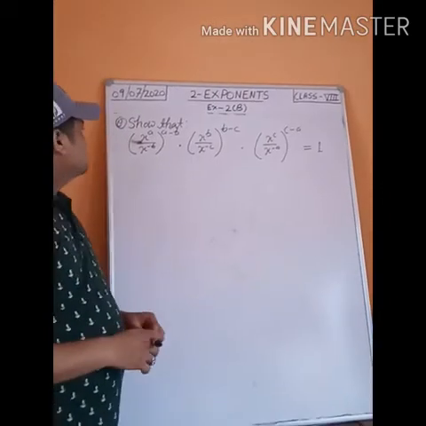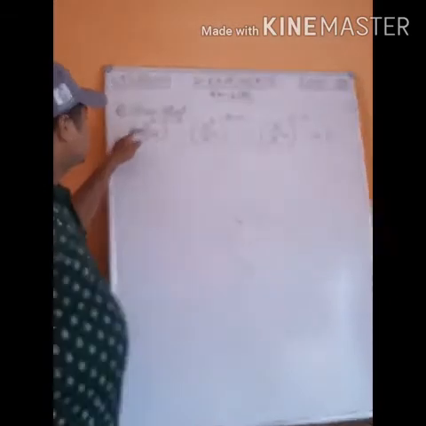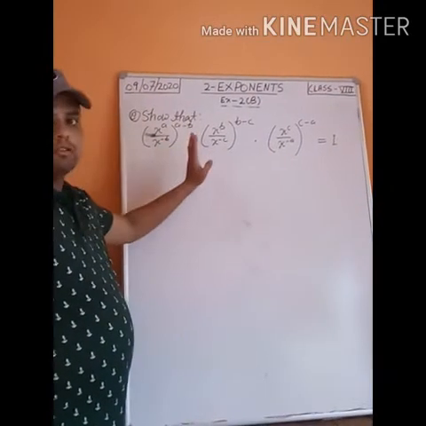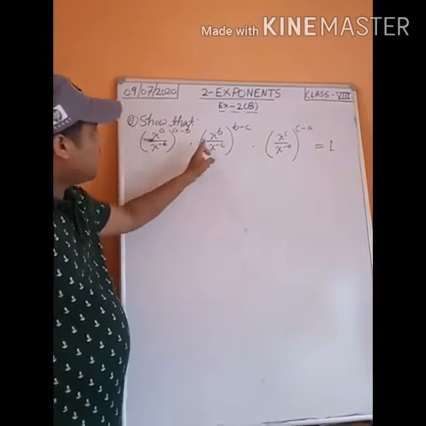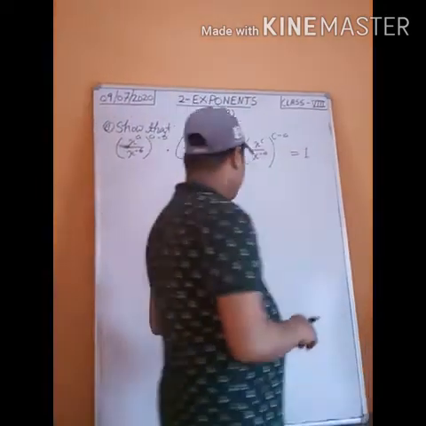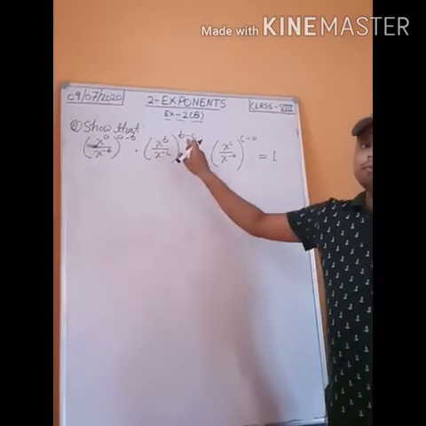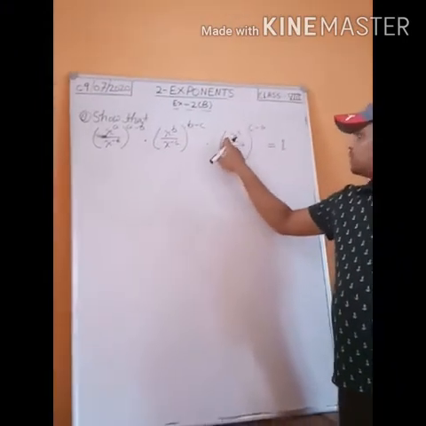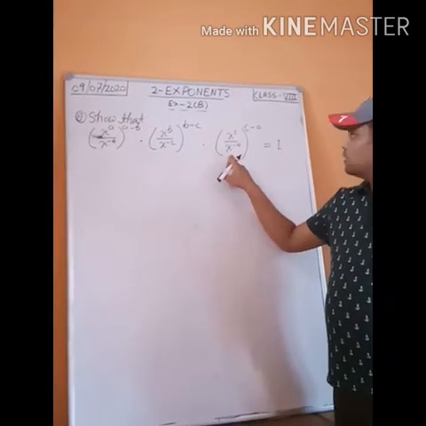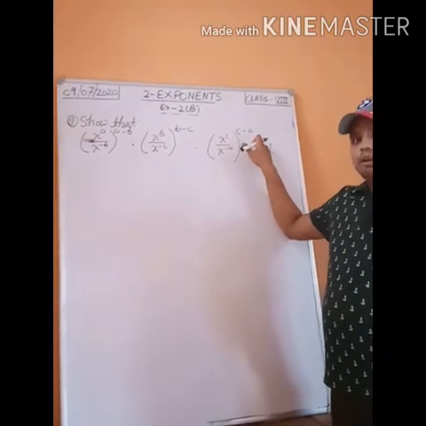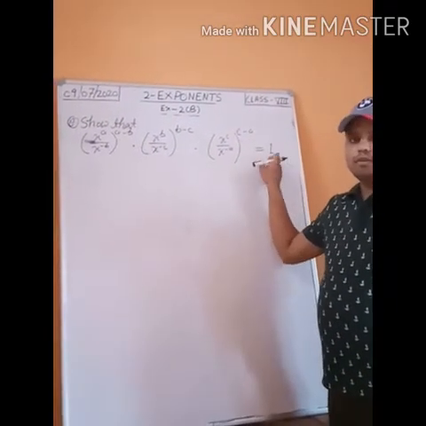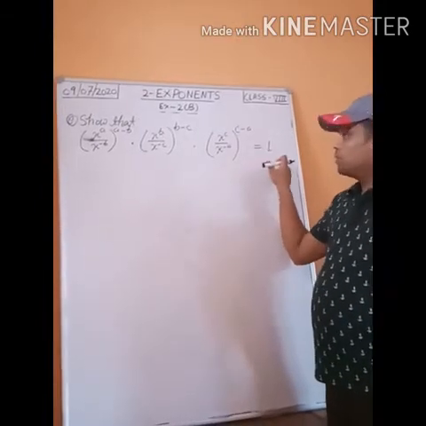Next sum: show that x raised to the power a upon x raised to the power minus b, whole power a minus b, multiply x raised to the power b upon x raised to the power minus c, whole power b minus c, and multiply x raised to the power c upon x raised to the power minus a, whole power c minus a. We will show this is equal to 1. After solving this, we will show it is equal to 1.